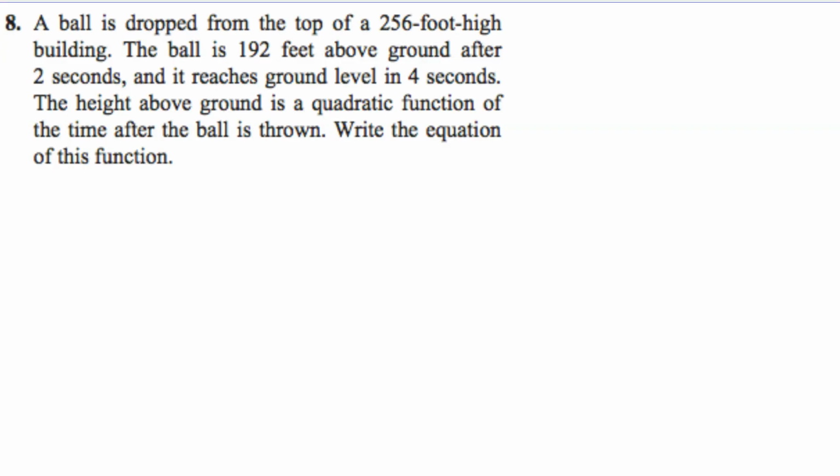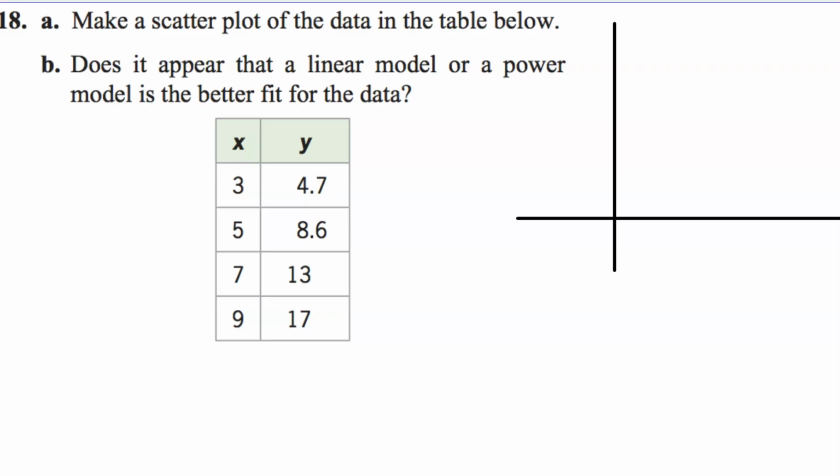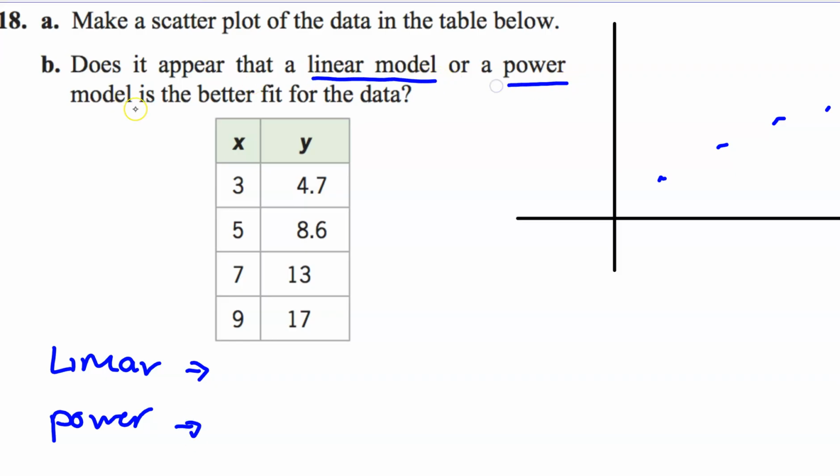So in this section, it's actually easier just to go through your homework problems, which I'll do a couple with you. Number 8 is very similar to number 9, so I'm going to let you do that yourself. Number 18, also part of your homework, make a scatter plot of the data on the table below. So I'm going to have you just do this on your graphing calculator, right? So it's going to look something like that. And then I want you to find the linear and the power regression. Does it appear that a linear model or a power model is a better fit?